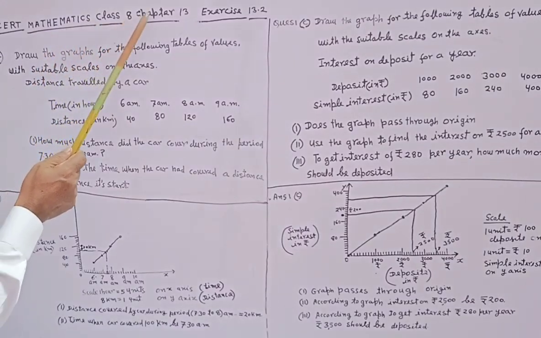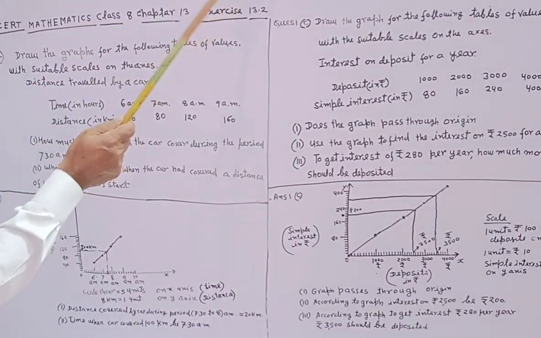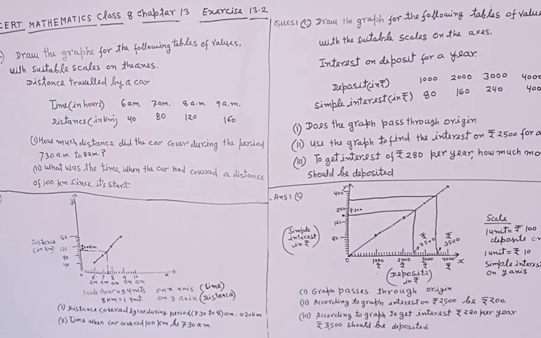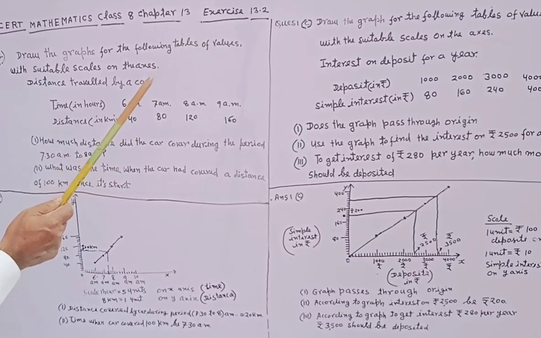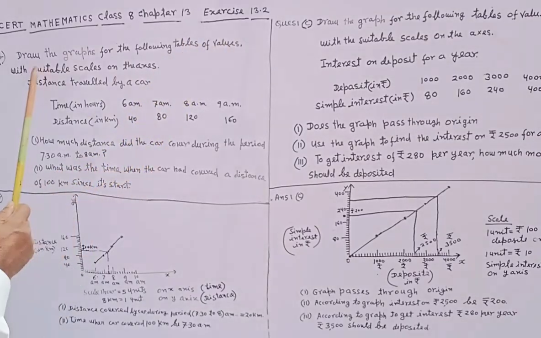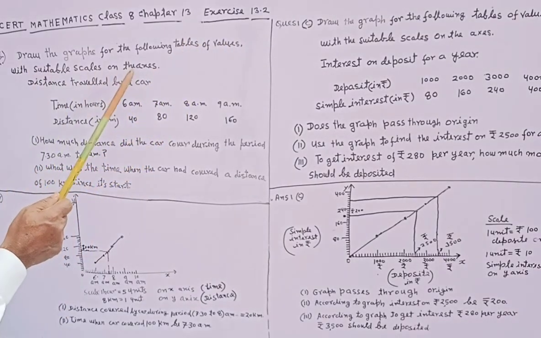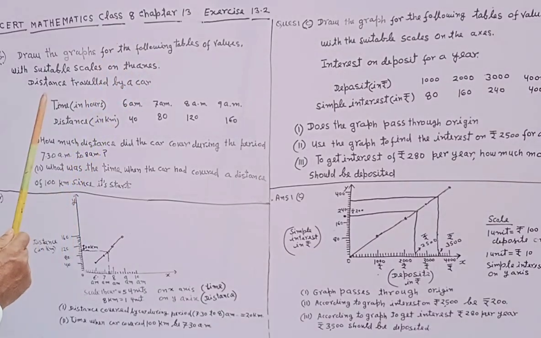Class 8, Chapter 13, Exercise 13.2. Question number 1b. Draw the graphs for the following tables of values with suitable scales on the axes.